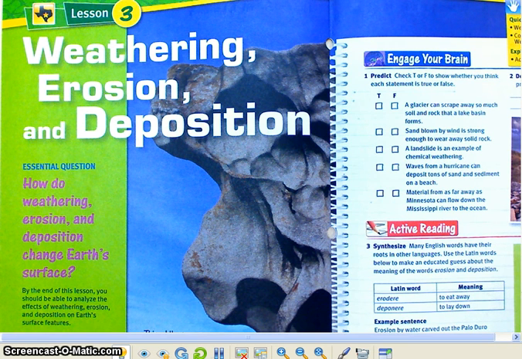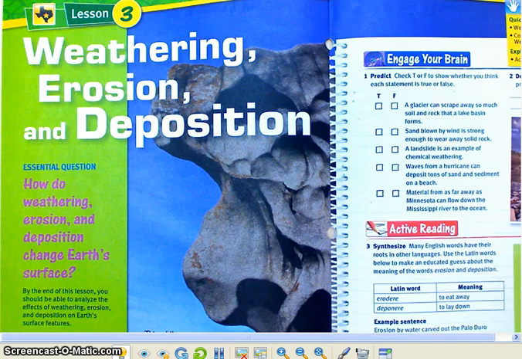All right, this is the screencast for Lesson 3 of Unit 7, and we're going over weathering, erosion, and deposition. How do weathering, erosion, and deposition change Earth's surface? That's what we're going to find out. By the end of this lesson, you should be able to analyze the effects of weathering, erosion, and deposition on Earth's surface features. All right, so we're going to flip to page 370 and get started.